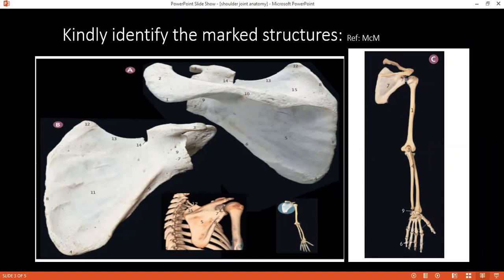lateral third of the clavicle. Can you please name a few structures, both muscles and ligaments, which are attached to the coracoid process? Mainly the coracoclavicular ligament, and the muscles are the insertion of pectoralis minor, origin of the short head of biceps, and origin of the coracobrachialis. Very good.